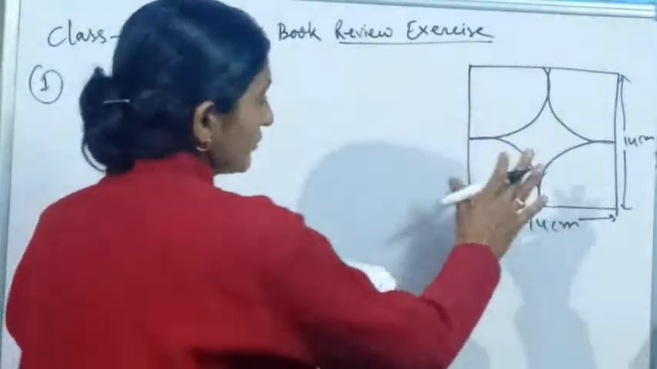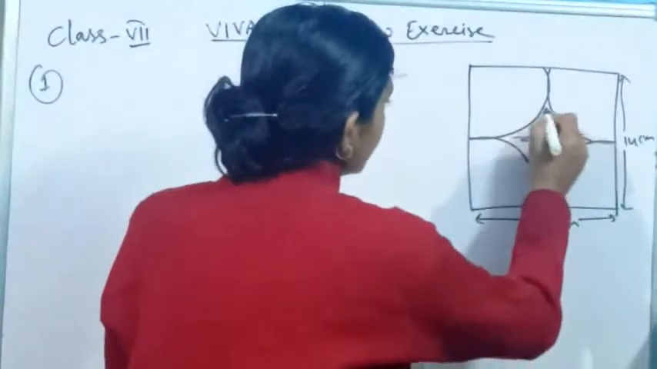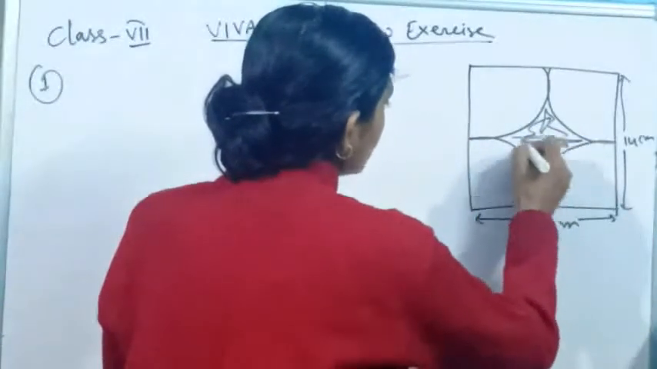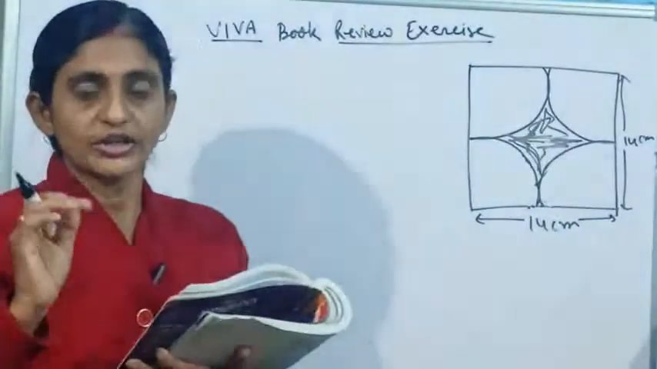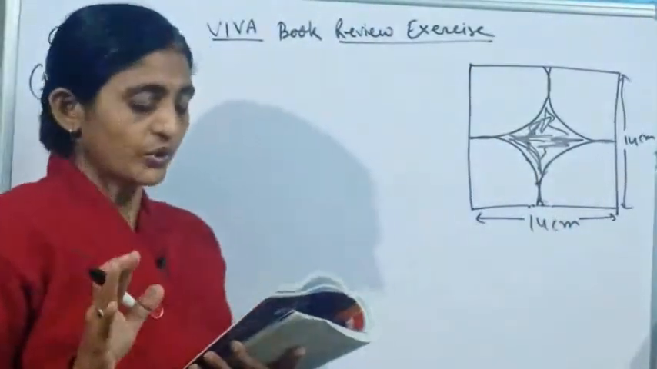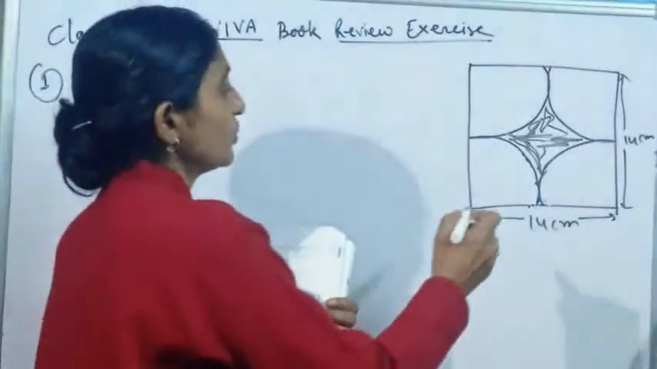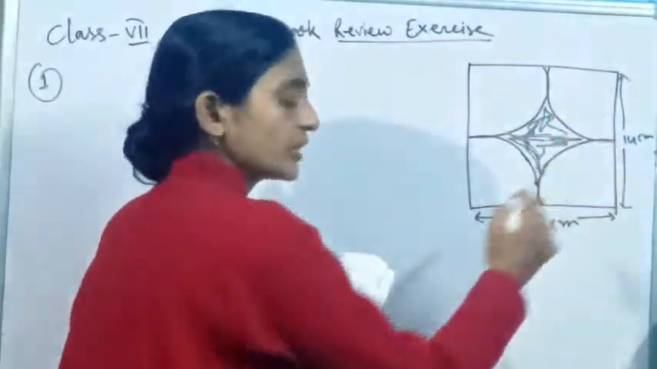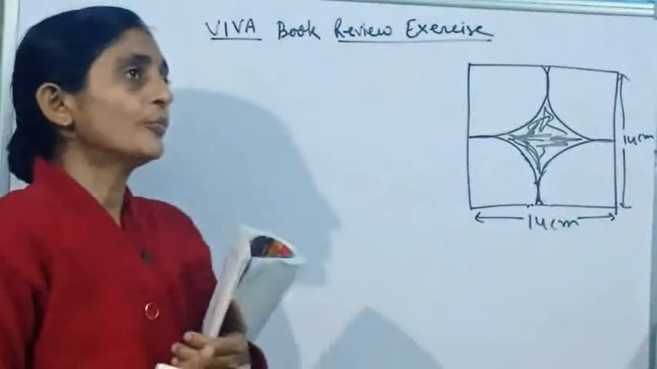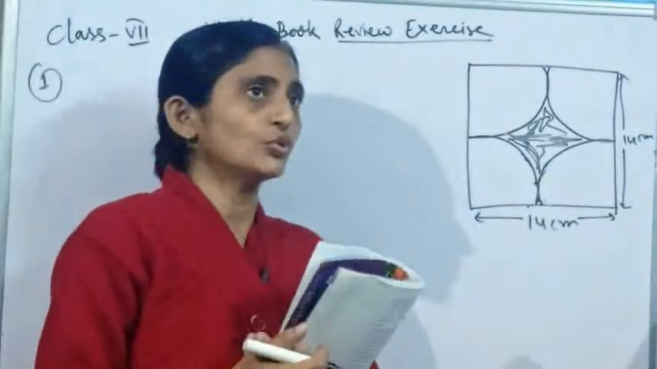Only this much has been given and that part is shaded. You have been asked to find out the area and the perimeter of this shaded region. So what will you do in this case? Here you can see one more addition has been given, that the four corners have quarter circles. So for the area, we can go for one thing.